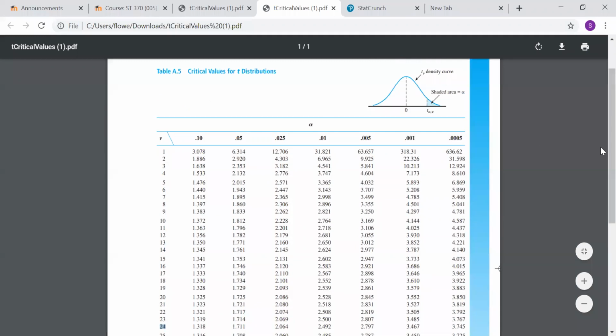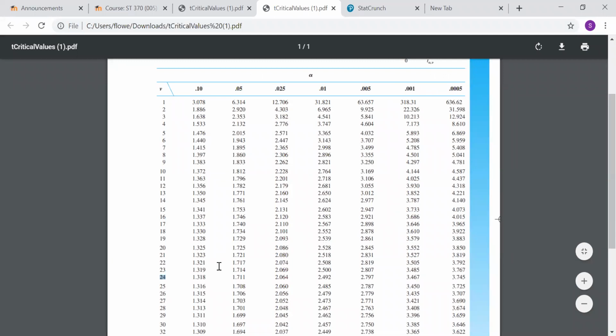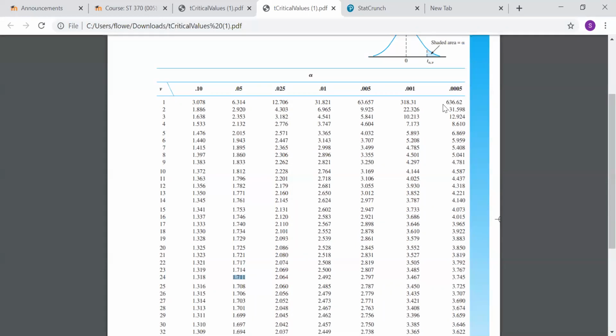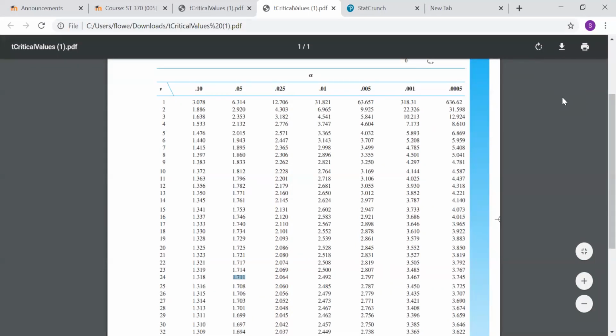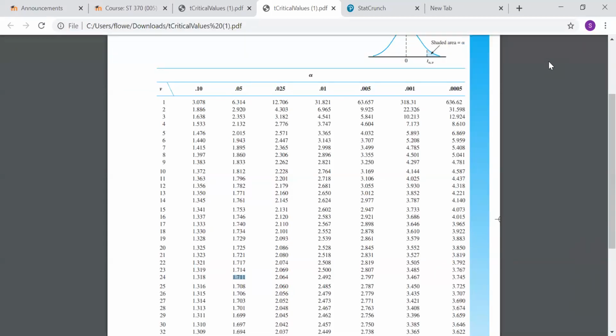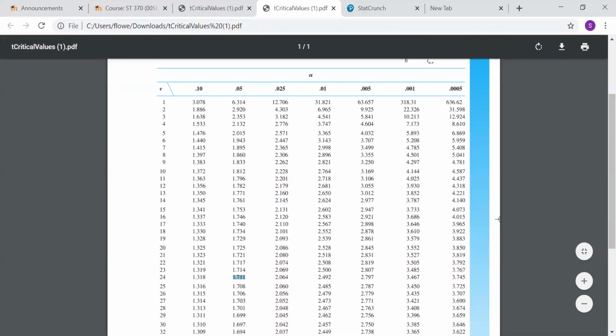So if you guys still remember the T table, the first column is the degrees of freedom. The first line is the area to the right of the curve. So degrees of freedom equals 24, and the area to the right of the curve equals 0.05 is 1.711, as what we have seen in StatCrunch. Is this good? Okay. Any other questions about what we have done?